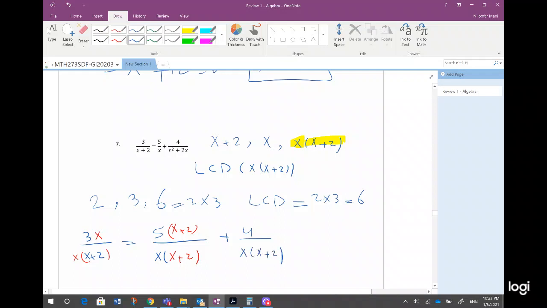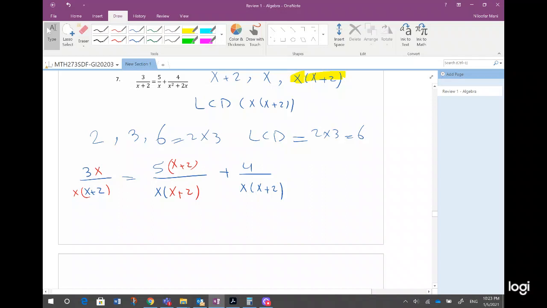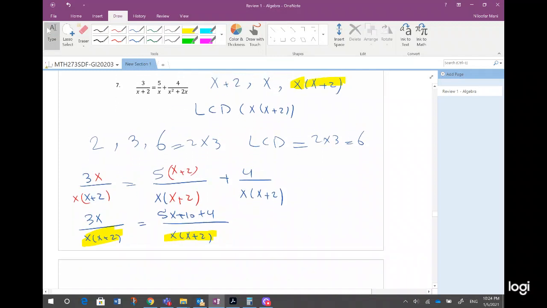So now I have 3x over x multiplied by x plus 2 equal to 5x plus 10 plus 4 over x multiplied by x plus 2. Now I have one fraction on one side and the other fraction on the other side, and these two are equal. I am doing the same thing as if I had numbers, so I use the least common denominator.